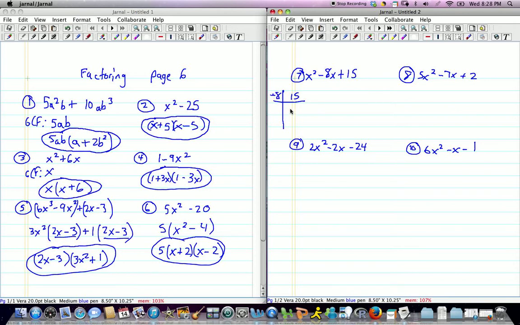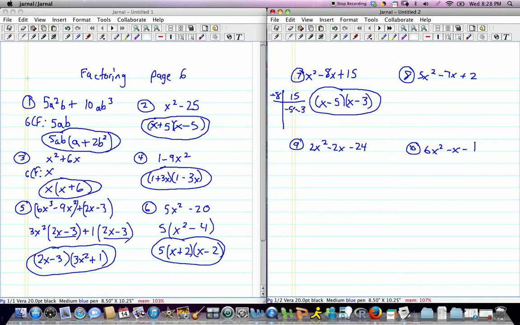So I think about that, and I think about, well, maybe we can do negative 5 times negative 3. Negative 5 times negative 3 gives me positive 15. Negative 5 plus negative 3 gives me negative 8. So now that I've found my numbers, all I need to do is write down x in the first place. I'm going to write down minus 5 and minus 3 because those are the numbers that worked in my table. So I'm finished.